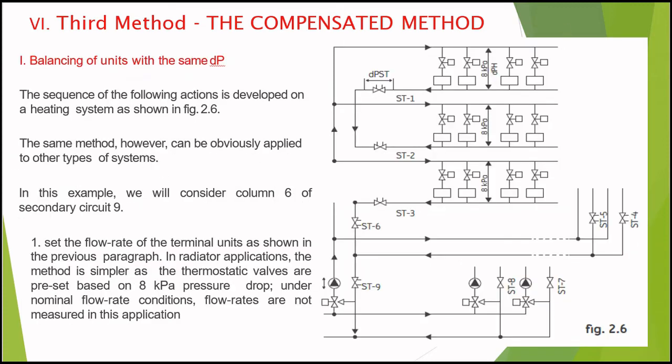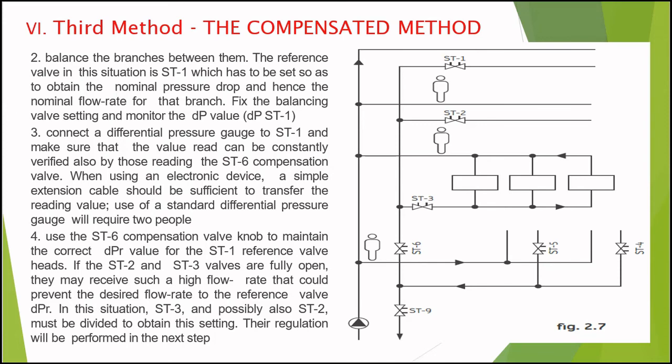First option: the sequence of this example is developed on a heating system as shown in figure 2.6 here, and what is applicable in heating is applicable in other applications, typically in cooling. In this example, we will consider column 6 of secondary circuit ST9. So the first step, set the flow rate of the terminal units as shown in the previous paragraph. Second, balance the branches between them.